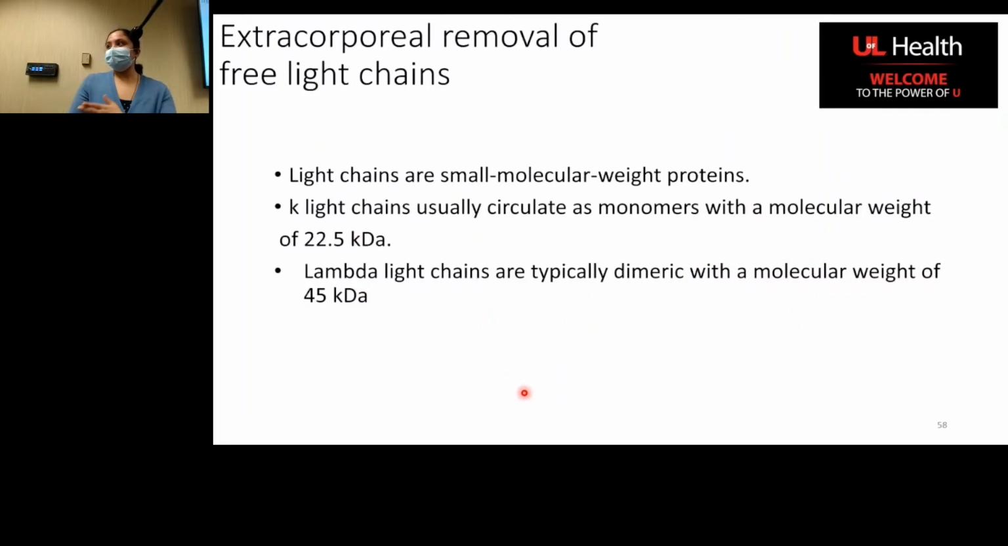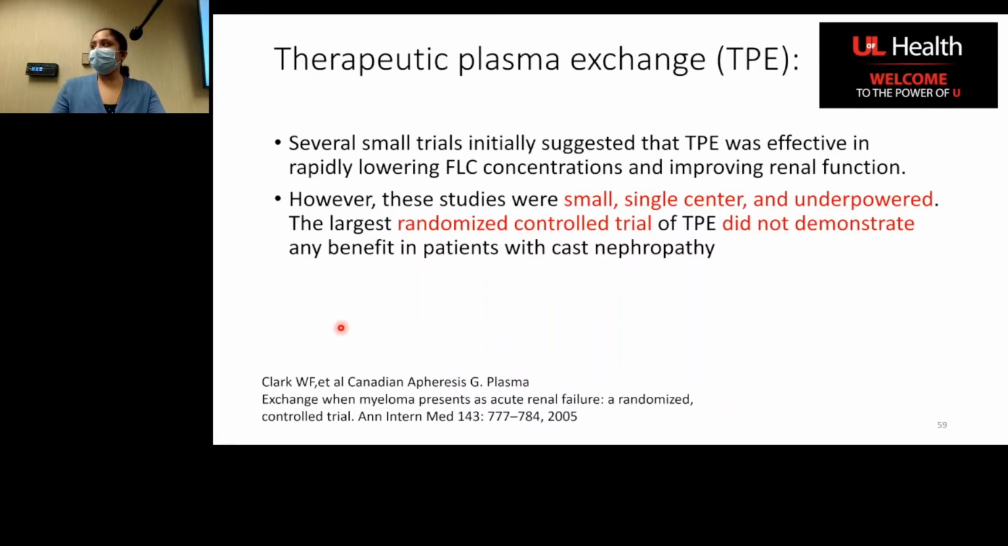And this was the main question, the extracorporeal removal of the free light chains. Why the interest has been developed in this is because these light chains are smaller molecular weight, 22.5 kilodaltons for the kappa and 45 kilodaltons for the lambda. And there were several smaller trials which were done initially that suggested plasma exchange can effectively lower the free light chain concentration and have improvement in the renal function. But these were all small, single center and underpowered studies. Largest randomized control trial, which was this one, of plasma exchange did not demonstrate any benefit in these patients actually.